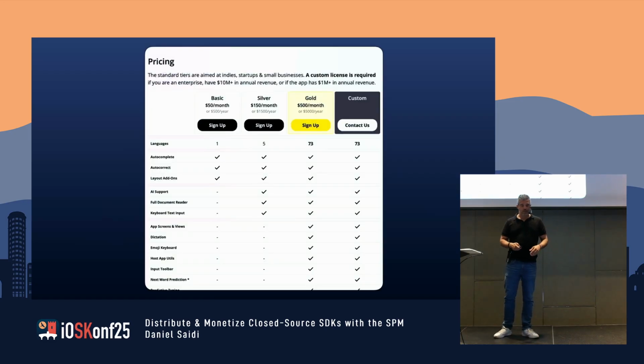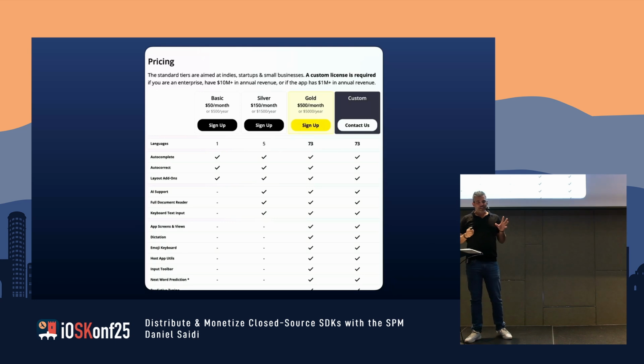So this is the KeyboardKit tier table. I'm not a web designer. This is the best I could do. So you can see KeyboardKit has a basic tier, silver tier, and a gold tier. And then the checkboxes just keep growing the more people pay. It's wonderful.